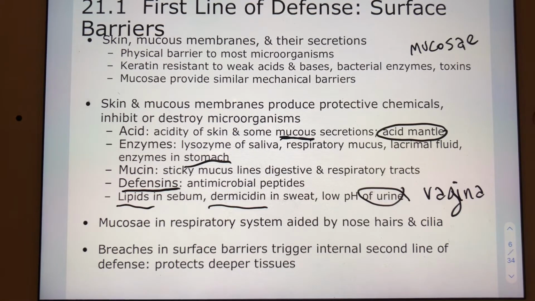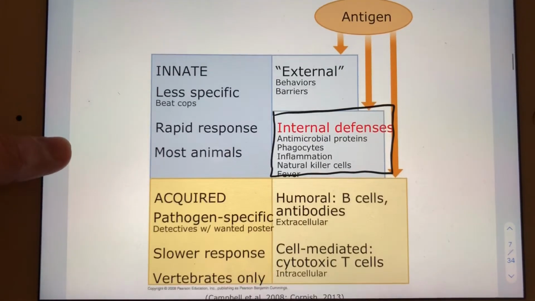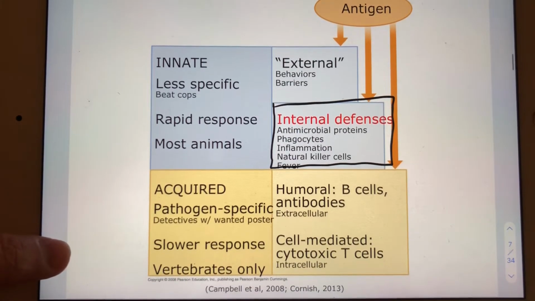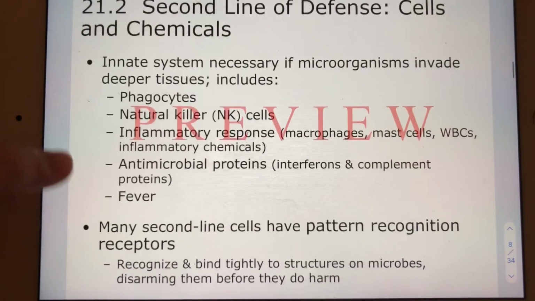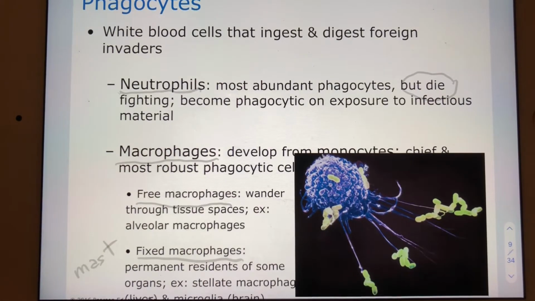We're moving on now to internal innate defenses. So I just boxed that on slide 8. This is sometimes considered our second line of defense. Slide 9 is just a preview, so I can skip that, because I'm going to go into more detail about it anyway.